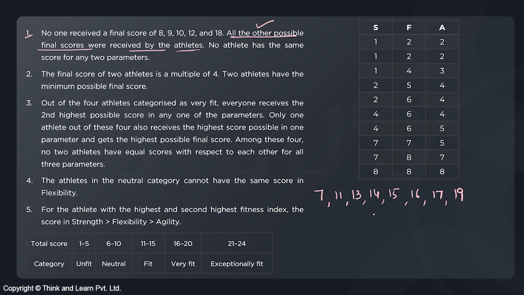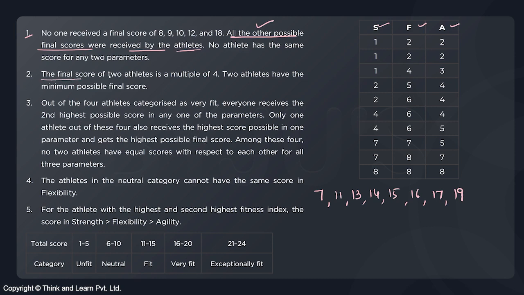The other 2 candidates would be receiving scores from these 8 only. Those 2 candidates might have the same score as one of these, or they might have different scores, right? I mean, one is equal to one of them and the other one is equal to another one of them. No athlete has the same score for any 2 parameters. That means you can't have the same score at strength, flexibility and agility. For any two of them, you can't have the same score. That's another thing. What next?